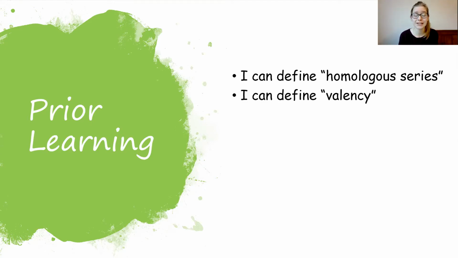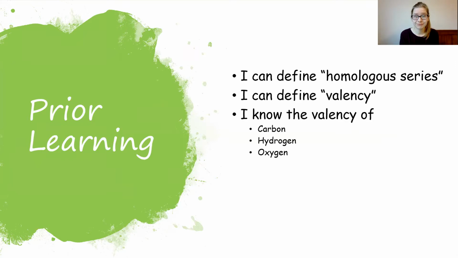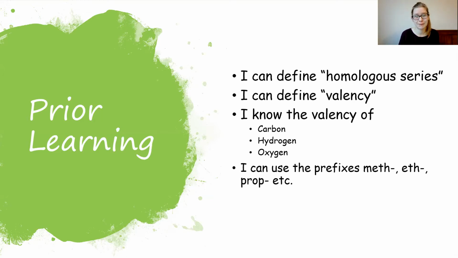I can define valency. Valency is the combining power of an atom, and it's to do with how many unpaired electrons each atom has in its outer shell. We need to know the valencies of carbon, hydrogen, and oxygen. Remember, it's to do with the group number as well. Carbon's valency is 4, hydrogen's valency is 1, and oxygen's valency is 2.